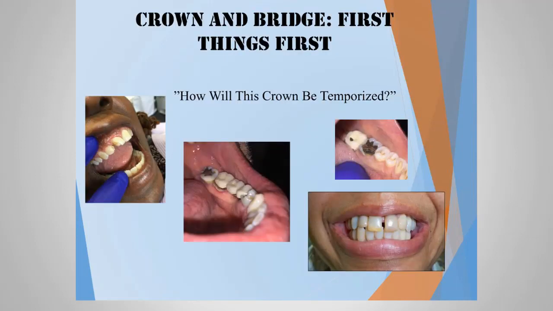So first things first, when I do crown and bridge, I always have making the temporary in mind, because once we prep teeth, we can't let patients just walk out with teeth that are prepped and exposed and not covered. So I don't use one particular technique to make temporaries, simply because there are many ways in which teeth come to us needing crown and bridge, and so it just depends on the situation.